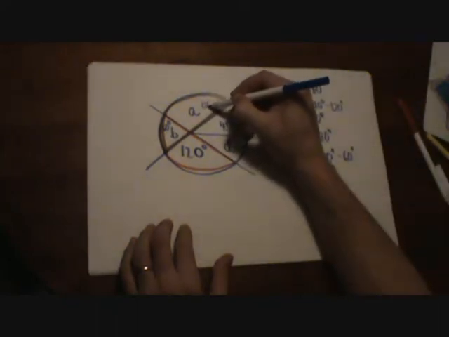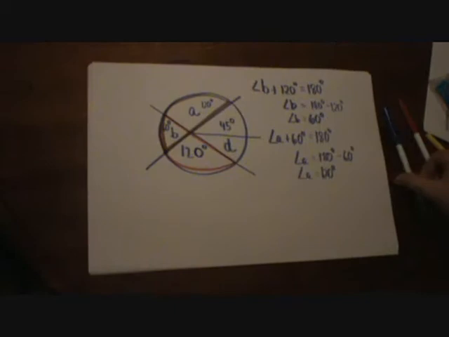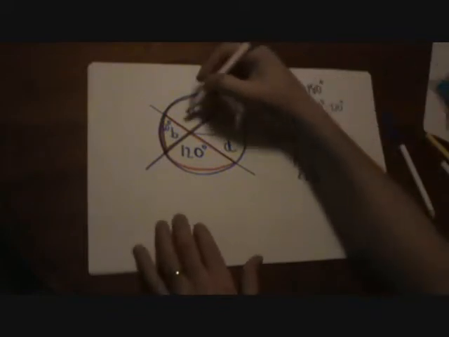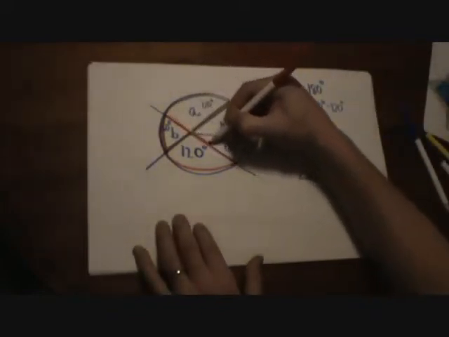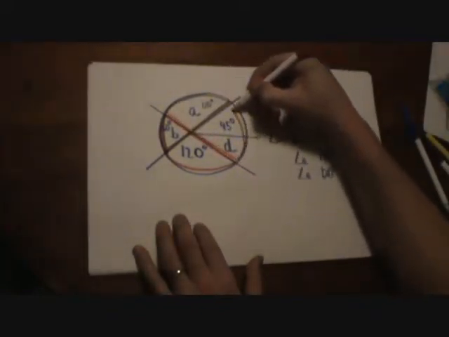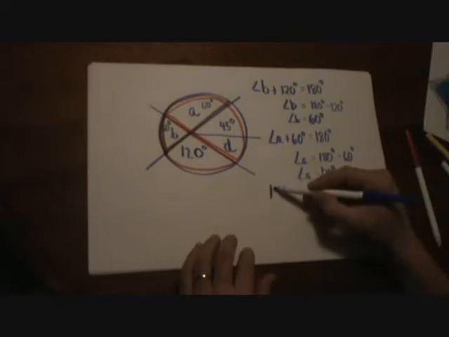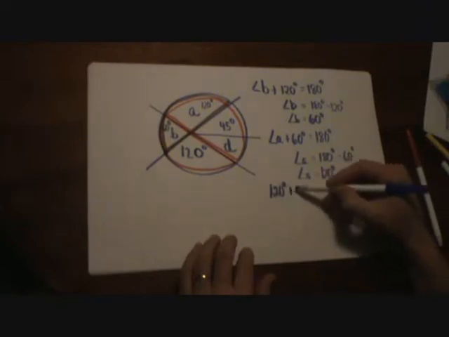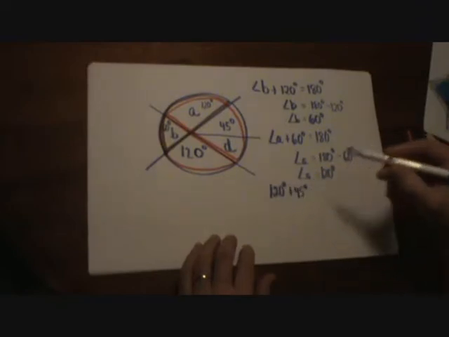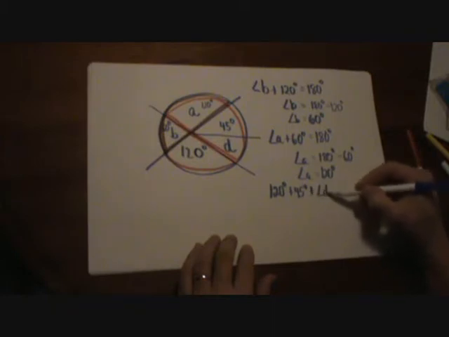Last unknown I have is angle D. It's a bit more complicated, but if I find a half circle, it turns out to be pretty simple. So let me see if I can outline a half circle here. Now in this half circle, instead of just having two angles, I have three angles. I have the angle I figured out, angle A, which is 120. I have the 45 degrees that's given to me, and I have angle D.